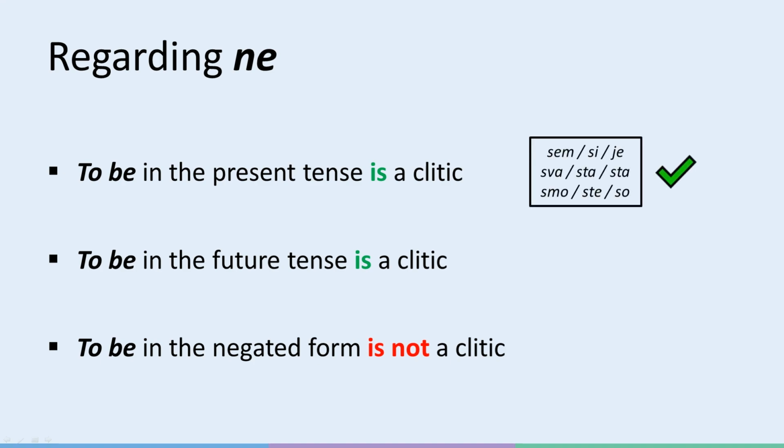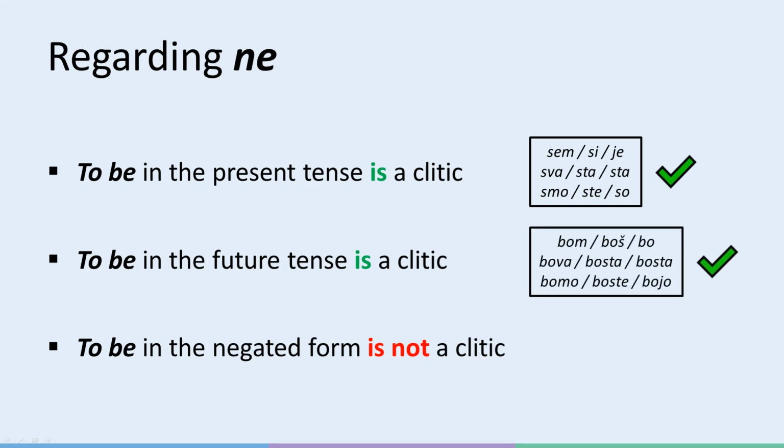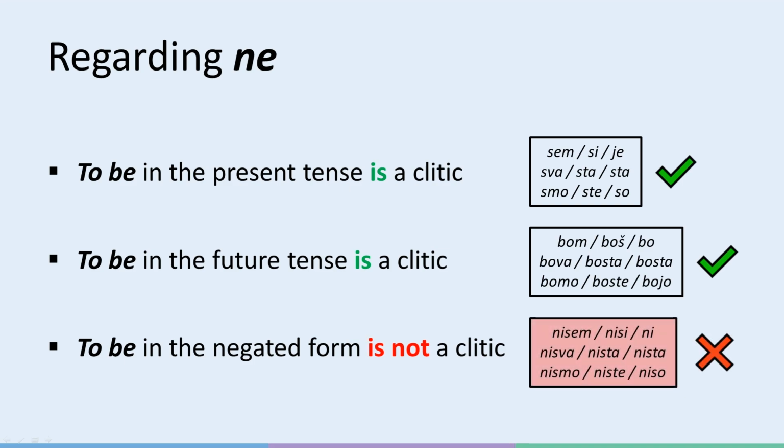Words like sam, si, je are clitics. Words like bom, boš, bo, and so on are also clitics. But nisam, nisi, ni, and also ne bom, ne boš, ne bo, and so on are not clitics. So you can't start a sentence with si unless it's a question, but you can start it with nisi. Again, more on this in other lessons perhaps.